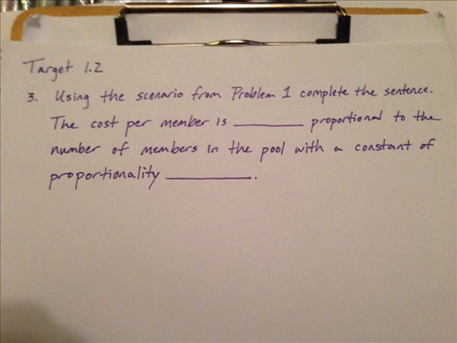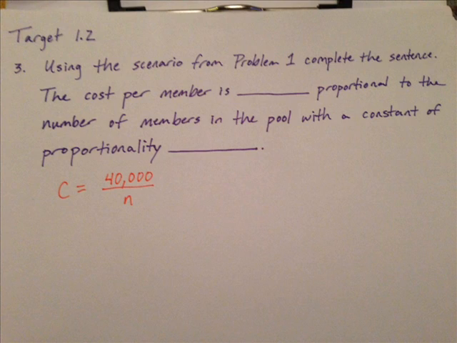The item costs $40,000, and if you look at the equation you should have gotten from question 1, it was C equals 40,000 divided by N, where N is the number of people who join together to make the purchase, and C is the cost. Now when we look at this function, that is an example of an inverse function, where you have some variable is equal to a constant number divided by another variable.